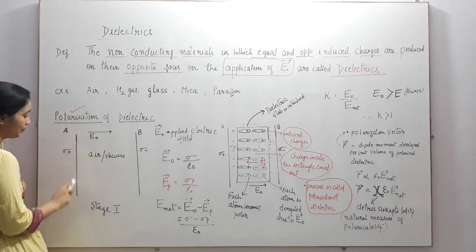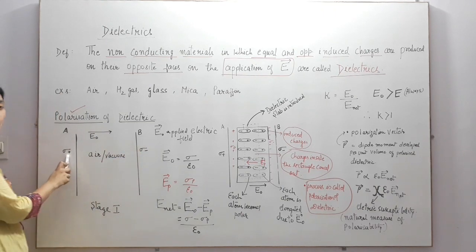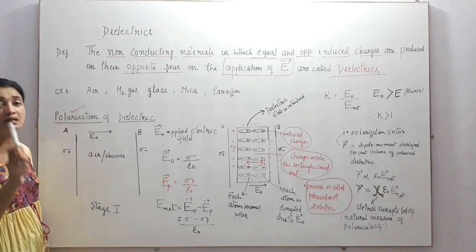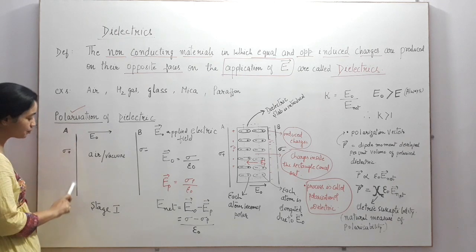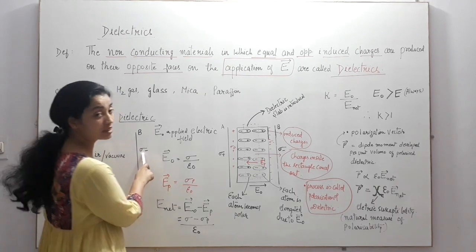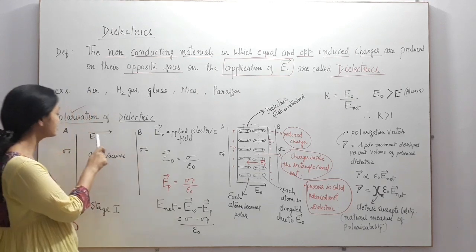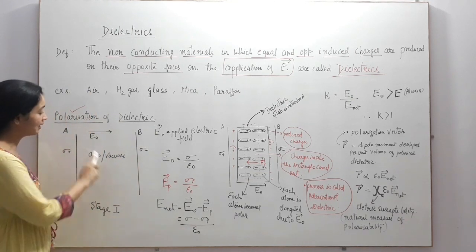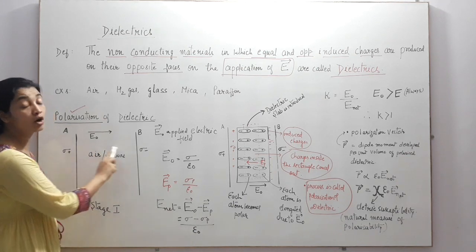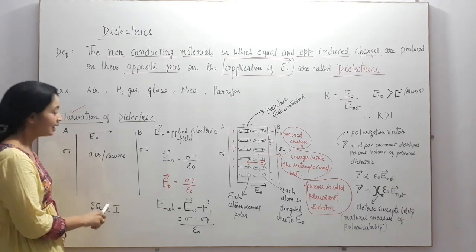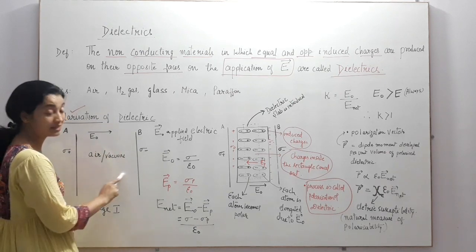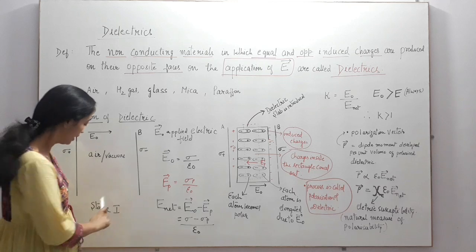So let us take two plates, plate A and B. A is positively charged. It has surface charge density sigma plus. You know sigma is surface charge density. B is negatively charged with surface charge density sigma minus. Electric field is applied between the conducting plates, and the in-between space is air or vacuum. This is stage 1. Initially we have kept the plates and applied the electric field, but there is no dielectric slab. Initially air or vacuum. This is stage 1.